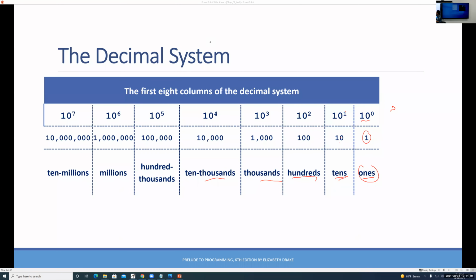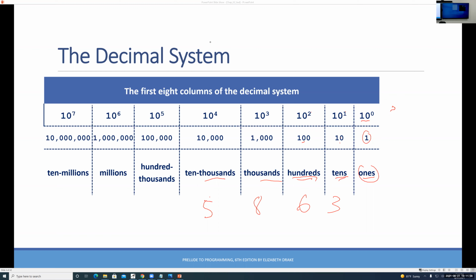You have 10, and this one you have 10 raised to the power of 2. You have 100 and 1,000 and so on. So basically, if you have the number 5,863 here, actually you have to break it down in the column value here, right?